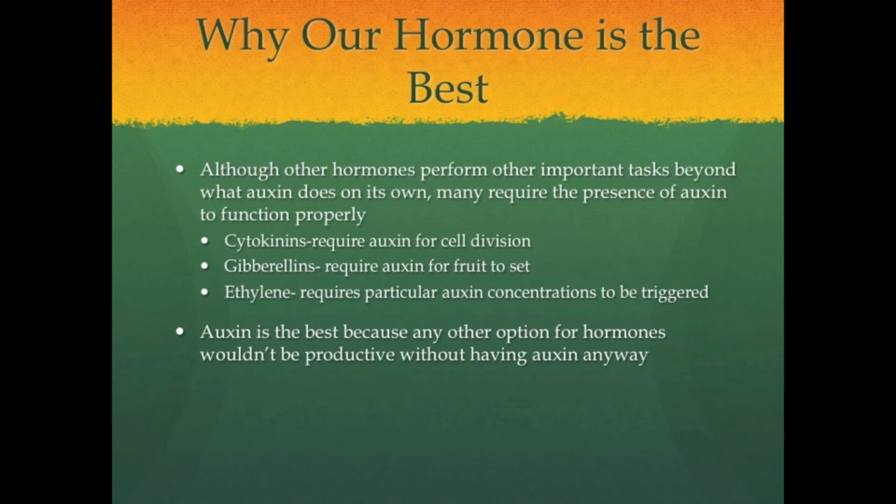We believe that auxin is the best hormone for your plant. Although other hormones perform other important tasks beyond what auxin does on its own, many require the presence of auxin to function properly. Cytokinins require auxin for cell division. Gibberellins require auxin for fruit to set, and ethylene requires particular auxin concentrations to be triggered.